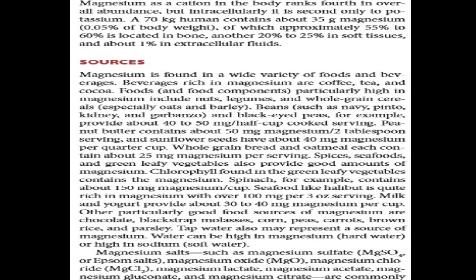Suppose we take a normal human being of 70 kg weight, he contains almost 35 gram magnesium, that is around 0.05% of body weight, out of which approximately 55 to 60% of magnesium is located in the bone, another 20% to 25% is present in the soft tissues, and 1% alone is seen in the extracellular fluid, that is ECF.